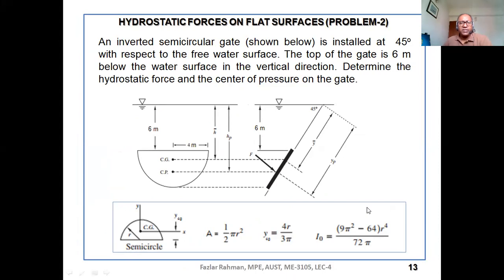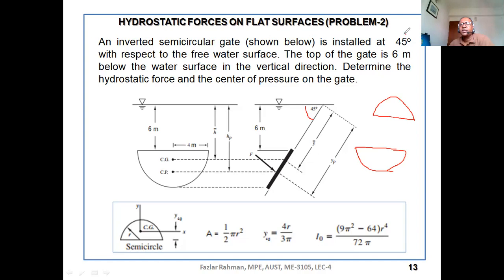So you see in the figure, it's saying an inverted semicircular gate. Inverted means upside down. You can put this two way. You can put flat surface at the top this way, or you can put flat surface at the bottom in underwater. So it's saying an inverted semicircular gate shown below is installed at angle 45 degree right over here with respect to the free surface, this free surface.